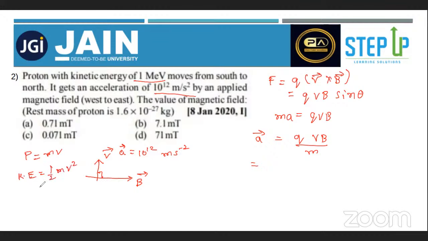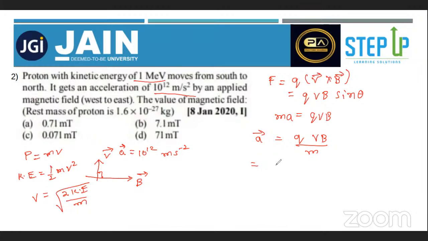From here, if I want to find out the velocity from the kinetic energy, the formula will be V equal to the square root of 2 kinetic energy upon m. So I'll substitute that here.